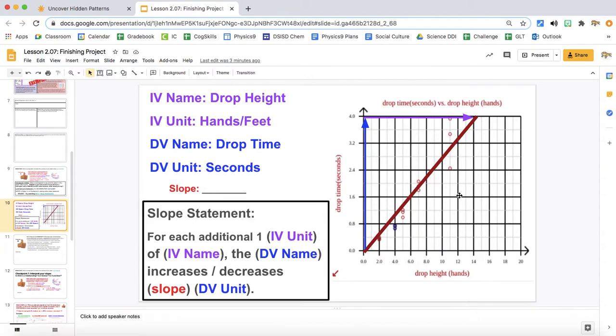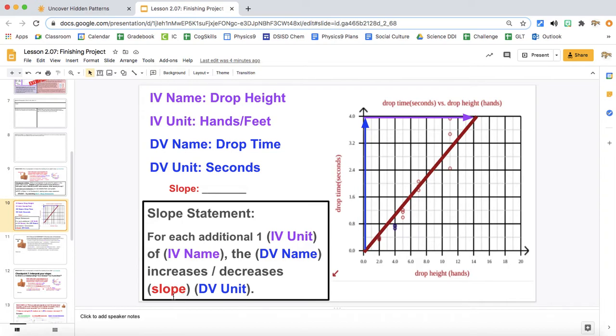So if we have a graph like this that's telling us the IV name, drop height, and the IV unit, hands, or in some cases we measure it with feet, we can start our slope statement in exactly this way. For each additional 1 hand of drop height, we're using the unit first, then the name of the variable, both coming from the independent variable axis, which is the one on the bottom. So for each additional 1 hand of drop height, the drop time increases, and then we have to put our slope value in.